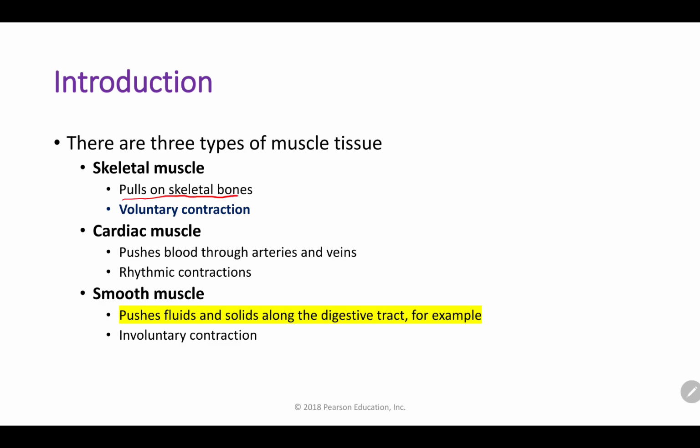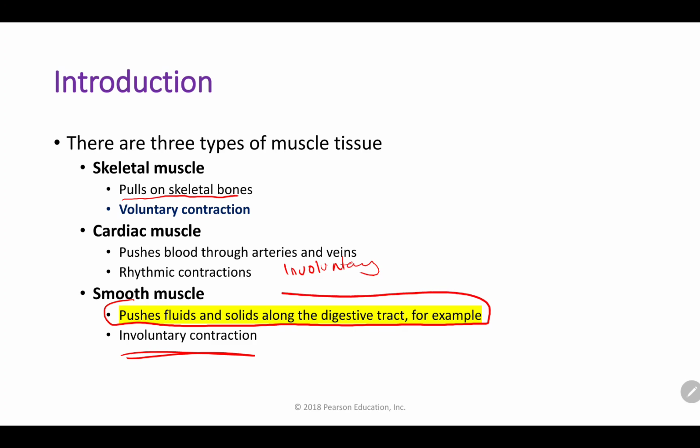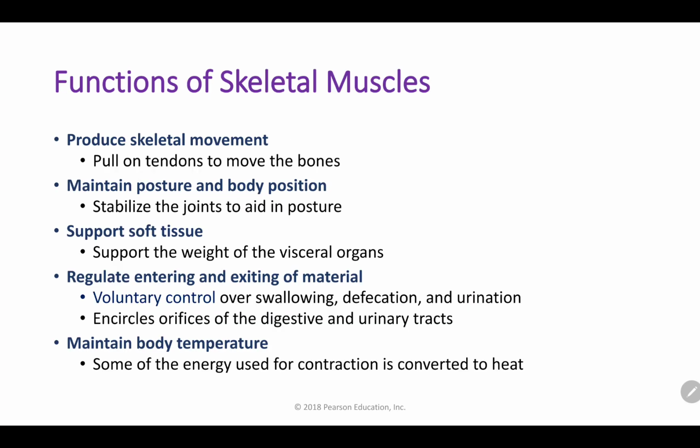We have cardiac muscles. This is gonna be found in your heart, right? And so this is gonna be able to push blood through your arteries and your veins. It's gonna be rhythmically contracting, but this is involuntary, right? Involuntary contraction. So we don't have conscious control over this, nor do we have conscious control over smooth muscle, right? So smooth muscle, examples of smooth muscle, you're gonna find this in the inside of your digestive tract because it's going to be able to push fluids and solids along your digestive tract, right? So that's going to be smooth muscle. And again, involuntary contraction.